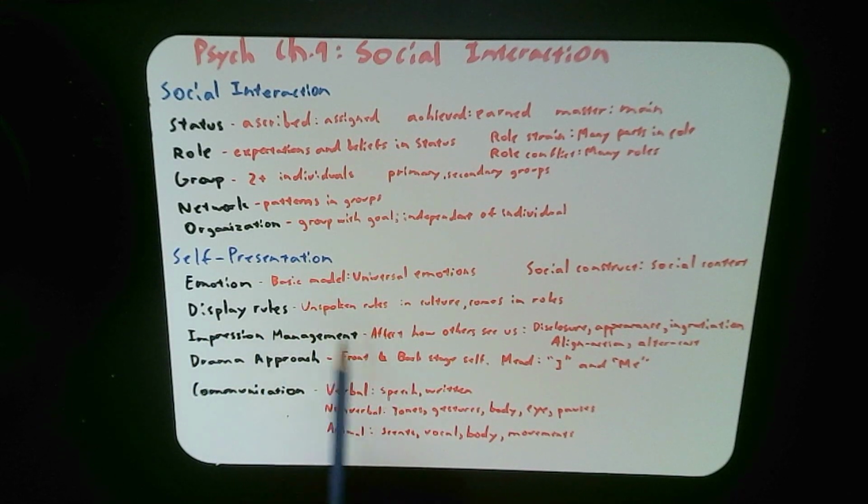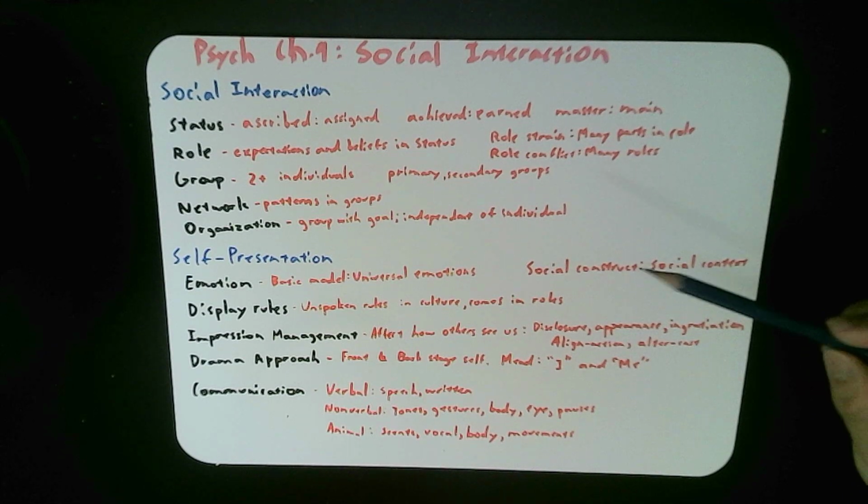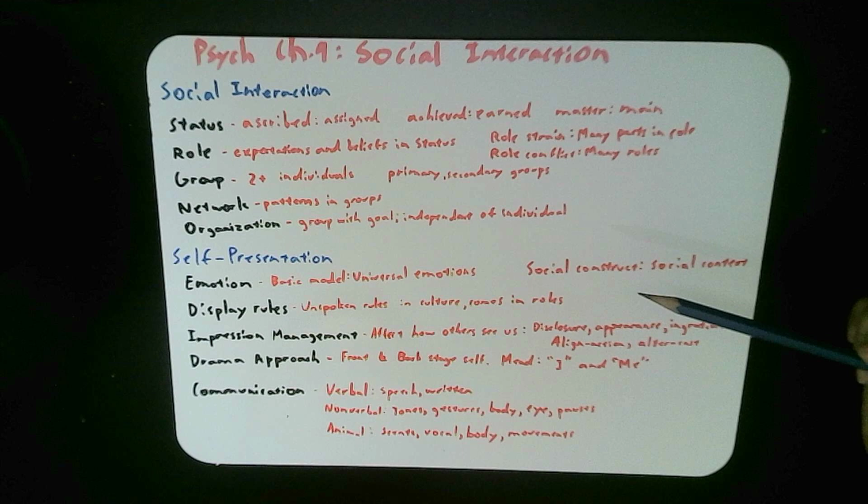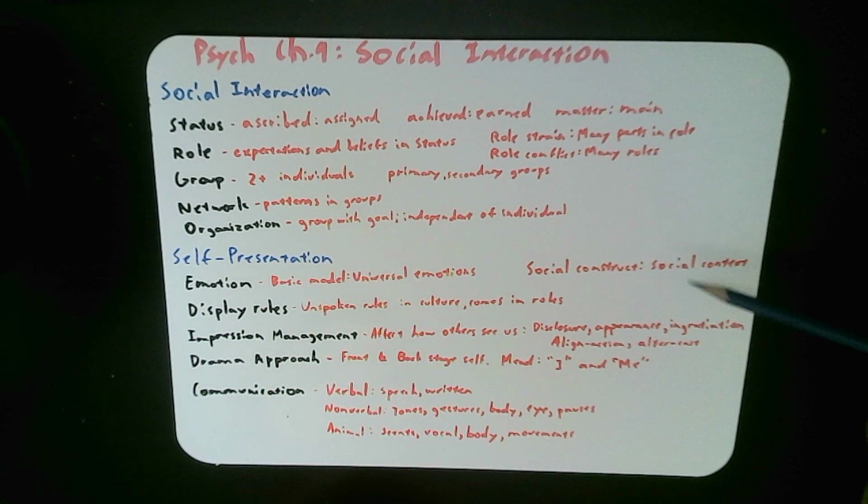In emotion, we have the basic model, which we learned. There are the universal emotions: happy, sad, anger, disgust, and more. We also have the social construct model of emotions, which is not universal. It's based on the social context, so whatever better fits the situation in the present is how you perform the emotion.